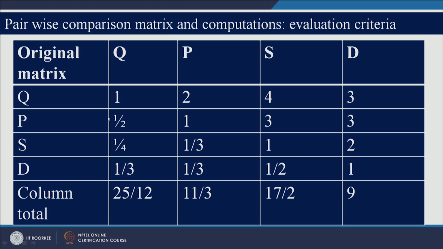Once you are done filling up these remaining cells, you just take the total of each of these columns. So, let us say this is 25/12: 1, then 1/2 plus 1/4 plus 1/3, so you will get 25/12. Similarly, for P and S and then finally D, right. If you look at the total of this column, 3 plus 3 is 6, plus 2 is 8, plus 1, so this is 9. Just take the total of all these columns.